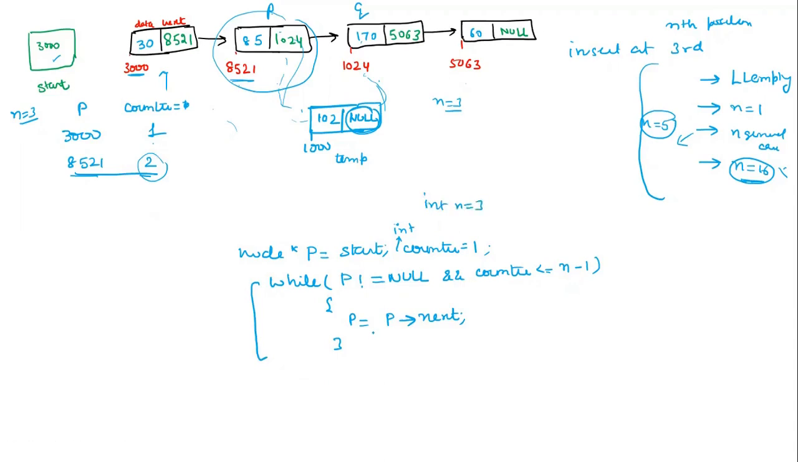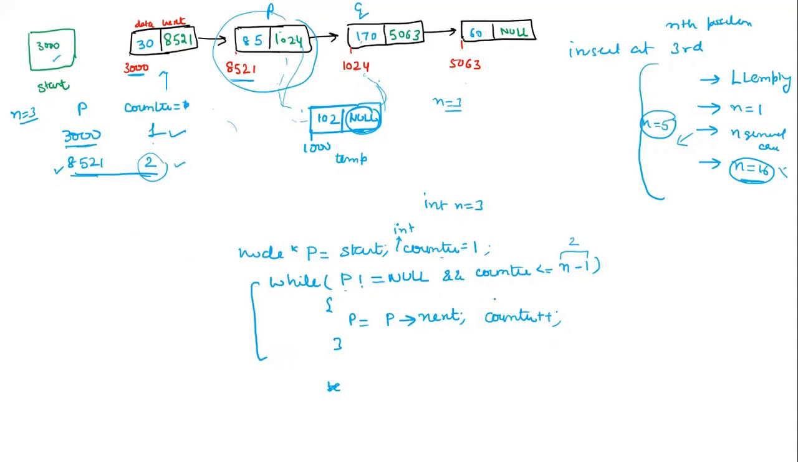The new node to be inserted is temp node. So I will be creating a temp node. Let us check first of all whether we have reached at p or not. P is initially 3000, counter is 1, done. P not equal to null, 3000 is not, counter is less than equal to n minus 2, that means counter is less than equal to 2. 1 is less than equal to 2, true. P is equal to p ka next and counter plus plus also. P will become equal to 8521, counter will become equal to 2, 2 less than equal to 2.